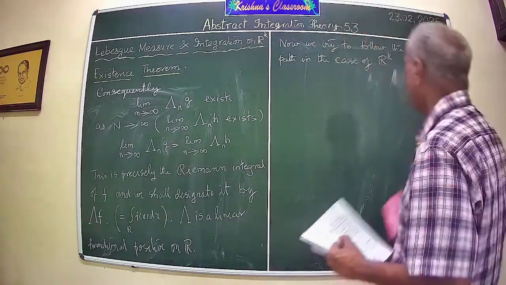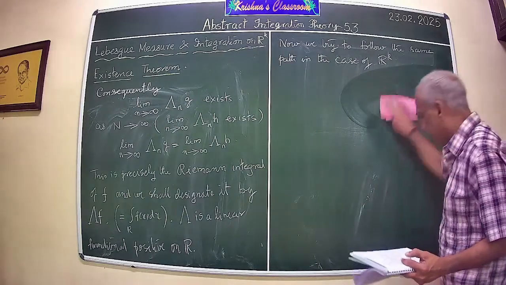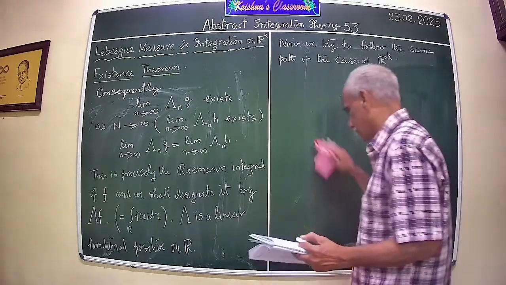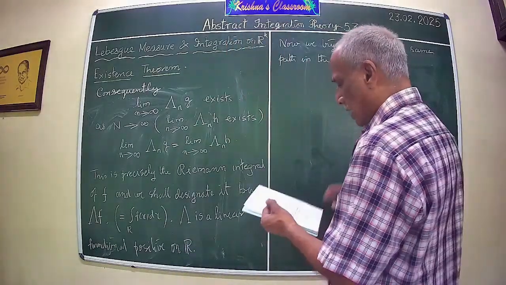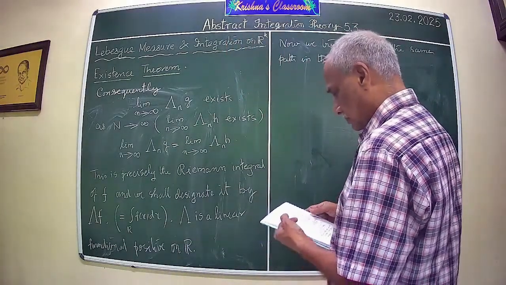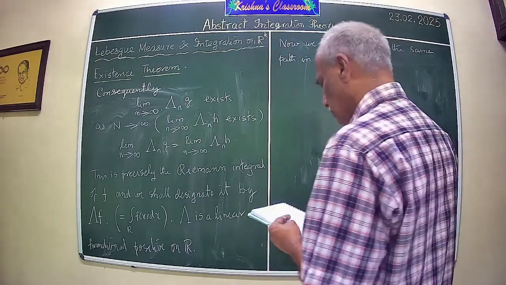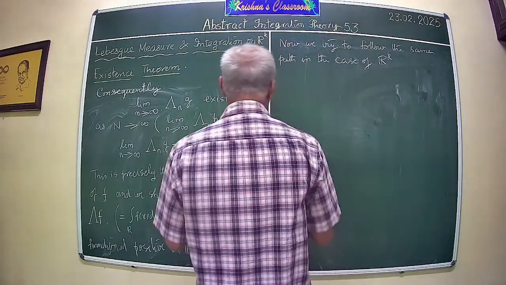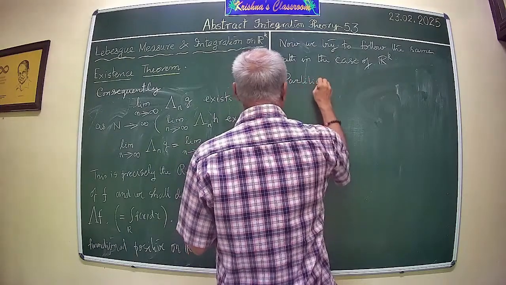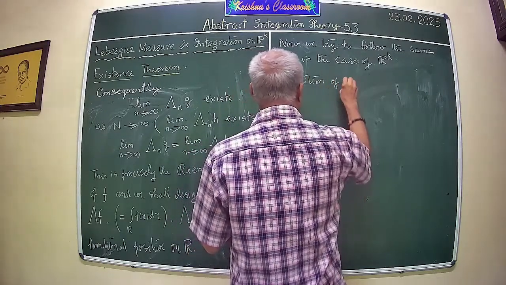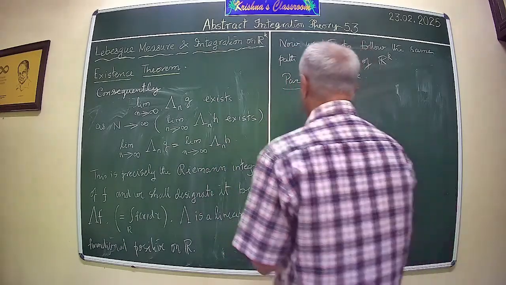So we have to do a partition of R. So here we did a partition of R. So now we have to do it for Rk. On Rk, how do we define the partition? Okay. That is the first job.